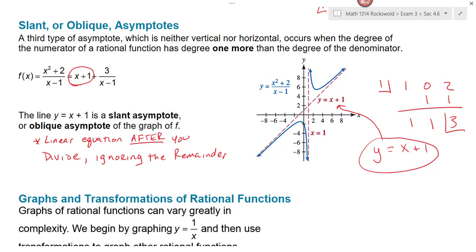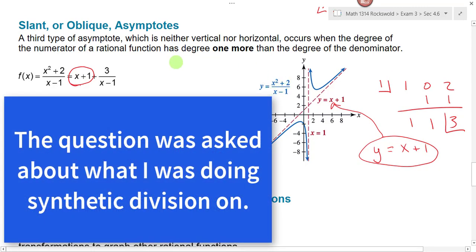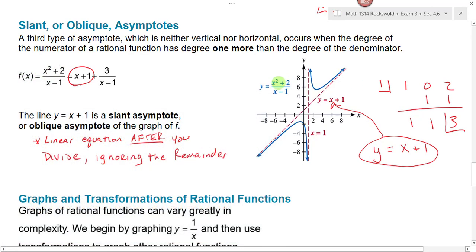What part of it's confusing? What I was doing was I was simplifying this function. I was just doing the synthetic division on this function. So my numerator is what I'm dividing into, and so that's 1x squared plus 0x plus 2, and I'm dividing that by x minus 1, so I put the 1 out here. Remember, you use the opposite sign here from the factor.